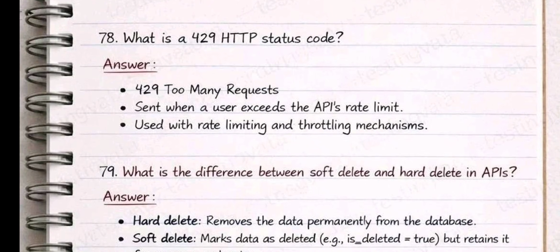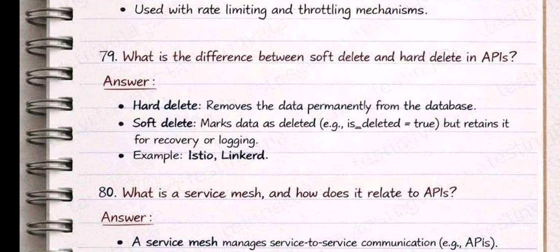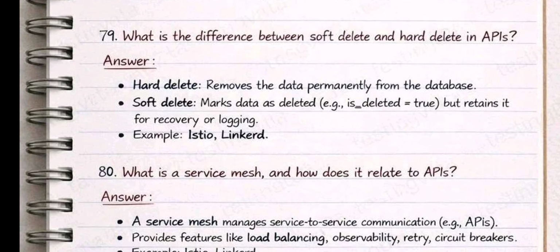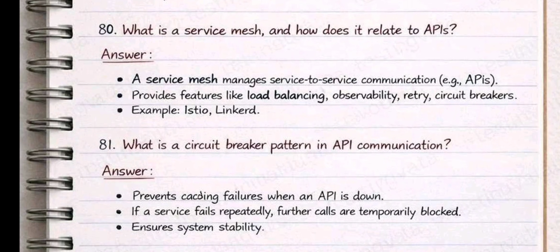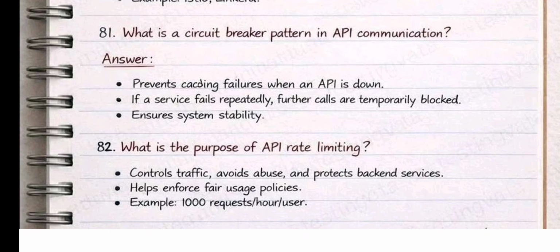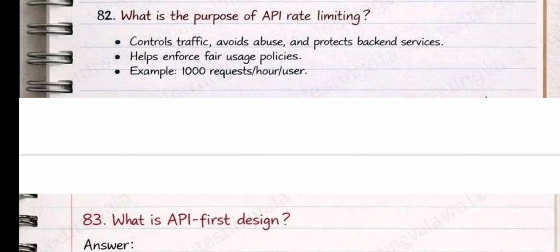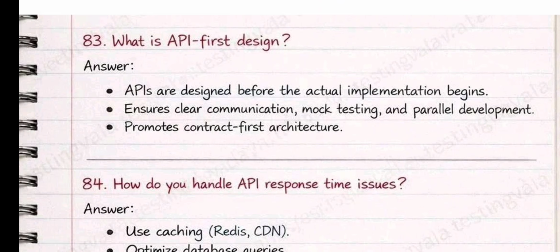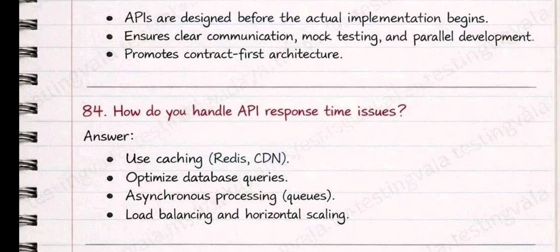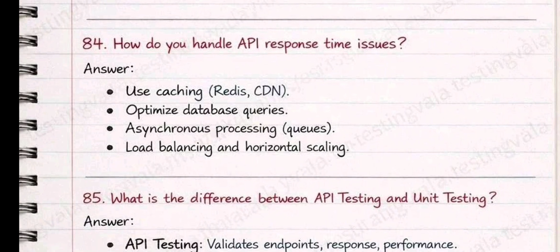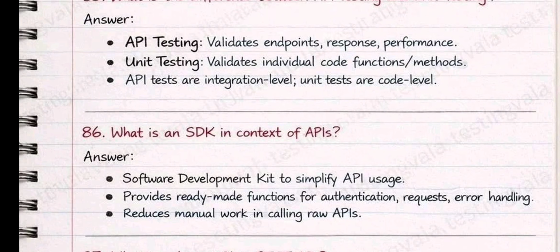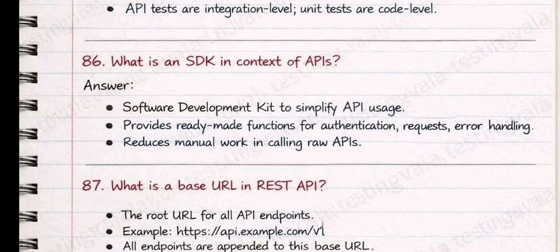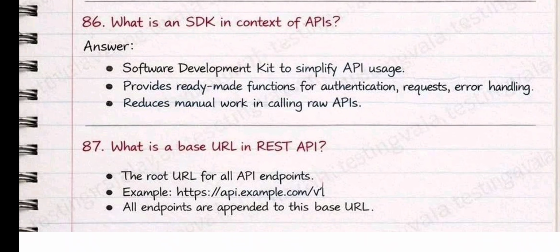What is a 429 HTTP status code? What is the difference between soft delete and hard delete in APIs? What is a service mesh and how does it relate to APIs? What is the circuit breaker pattern in API communication? What is the purpose of API rate limiting? What is API-first design? How do you handle API response time issues? What is the difference between API testing and unit testing? What is an SDK in the context of APIs?